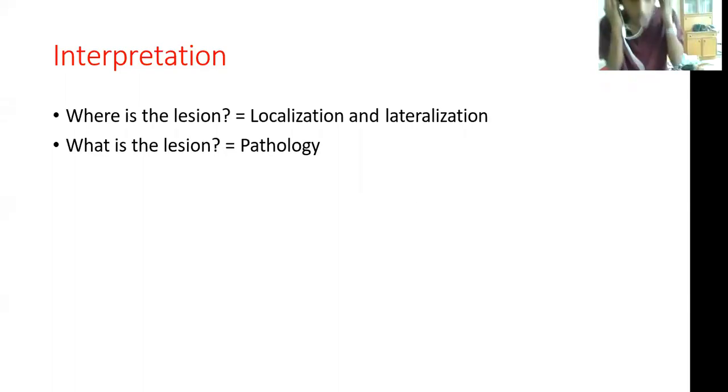Okay, so you have to decide where the lesion is, the localization and the lateralization, and what the lesion is, that is the pathology of the lesion. These are extremely important to identify.